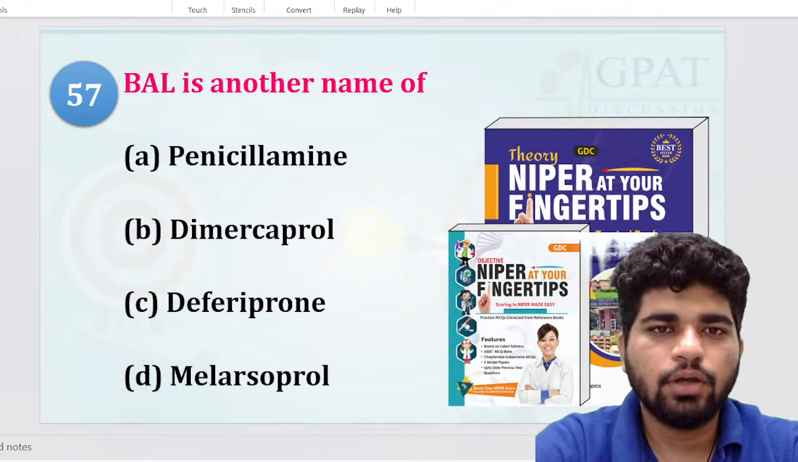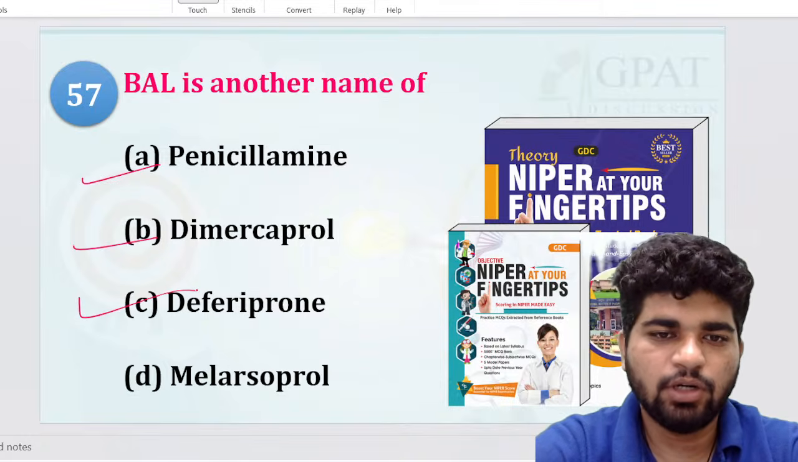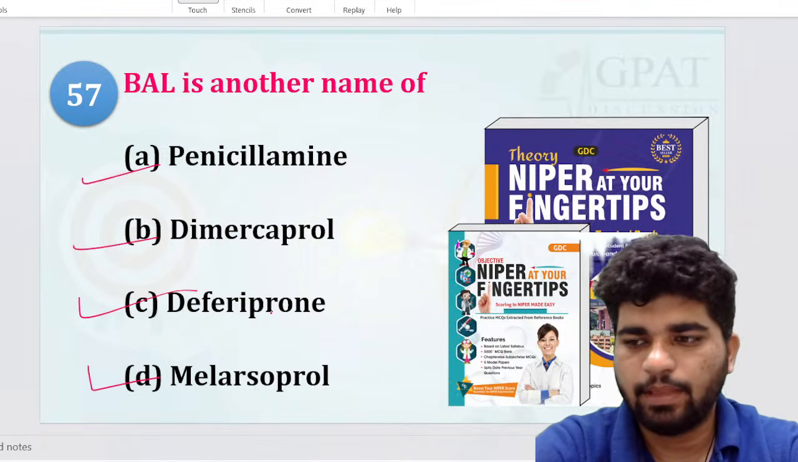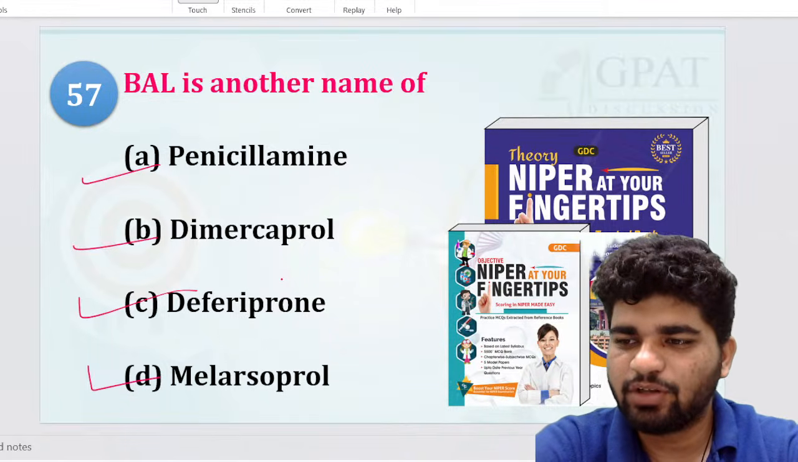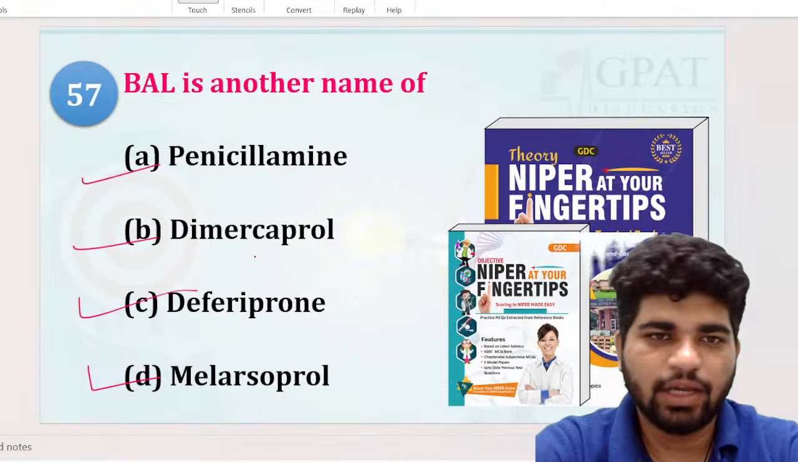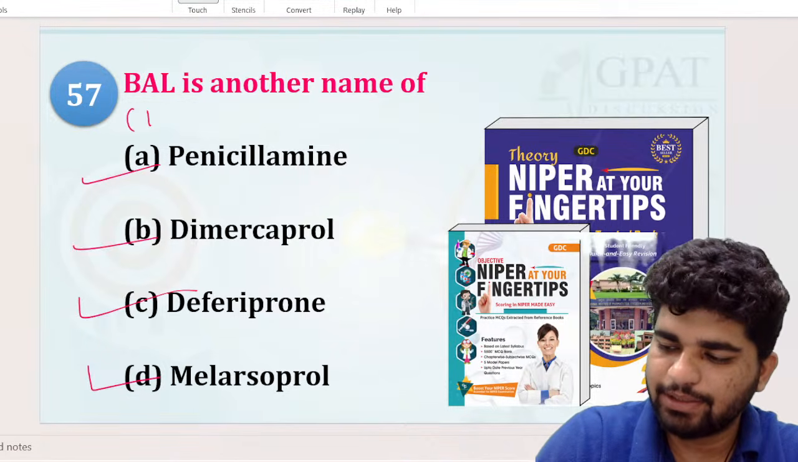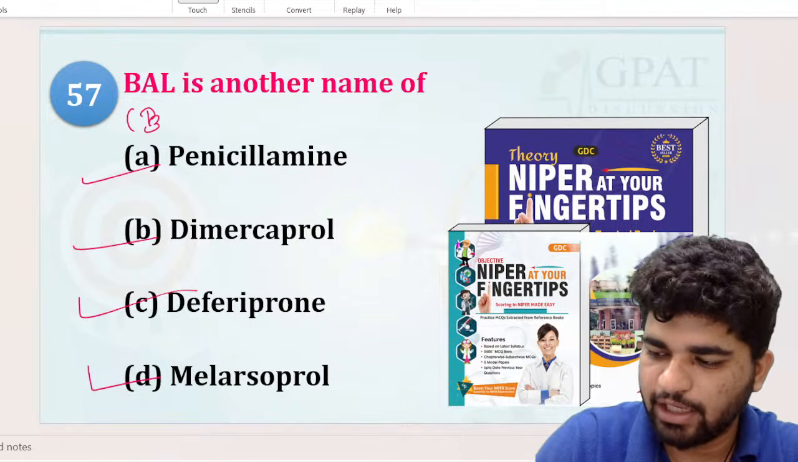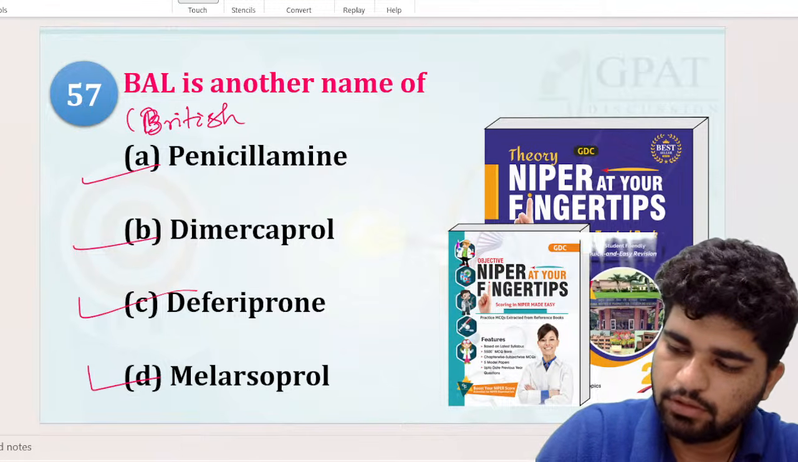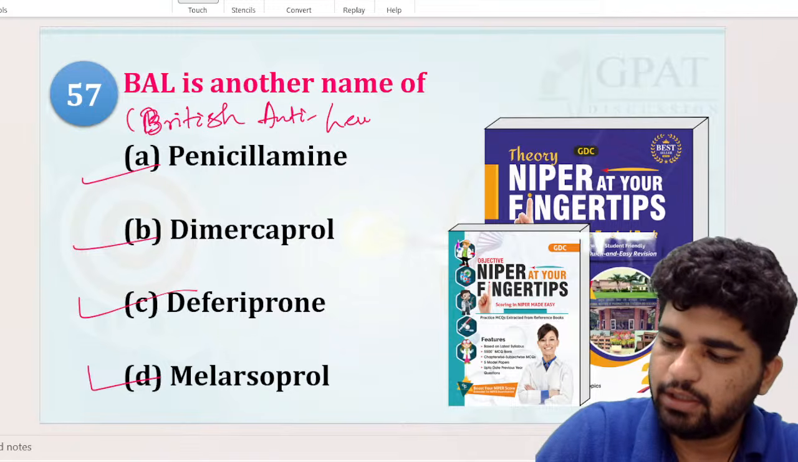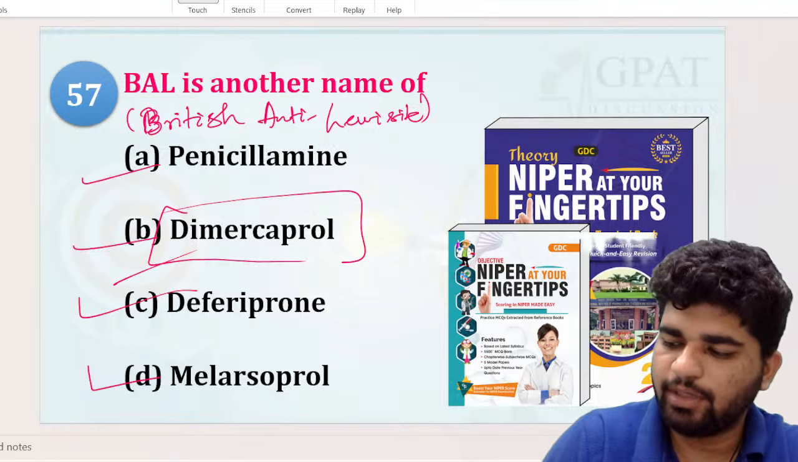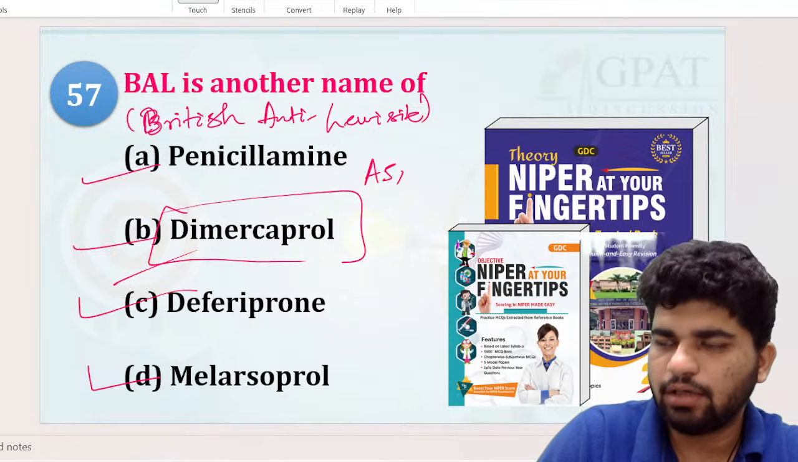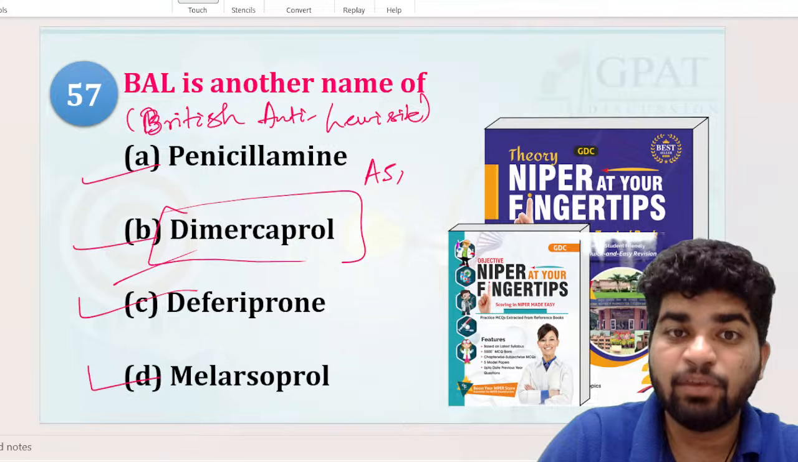Okay, BAL. BAL is another name of penicillamine, dimercaprol, deferiprone, or melarsoprol. BAL is British anti-Lewisite, another name for dimercaprol, used for arsenic and other heavy metal poisoning.